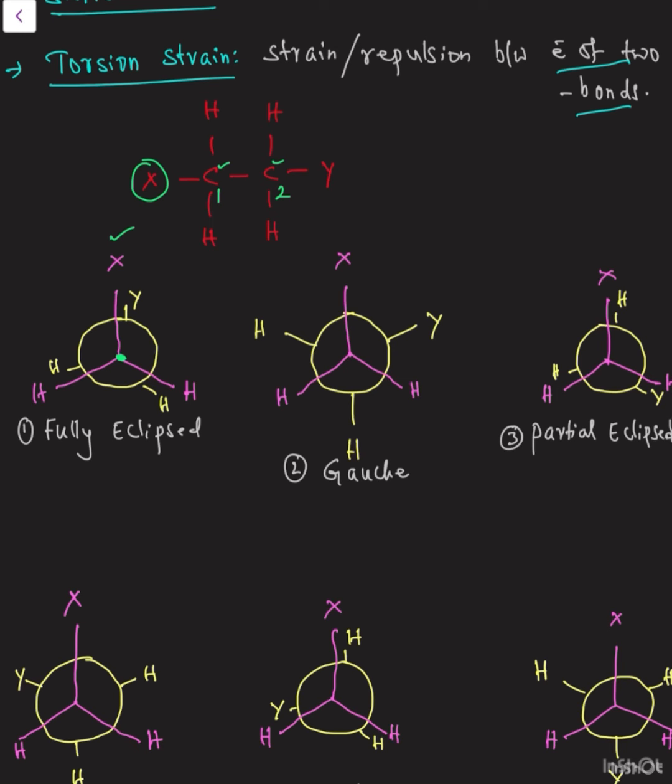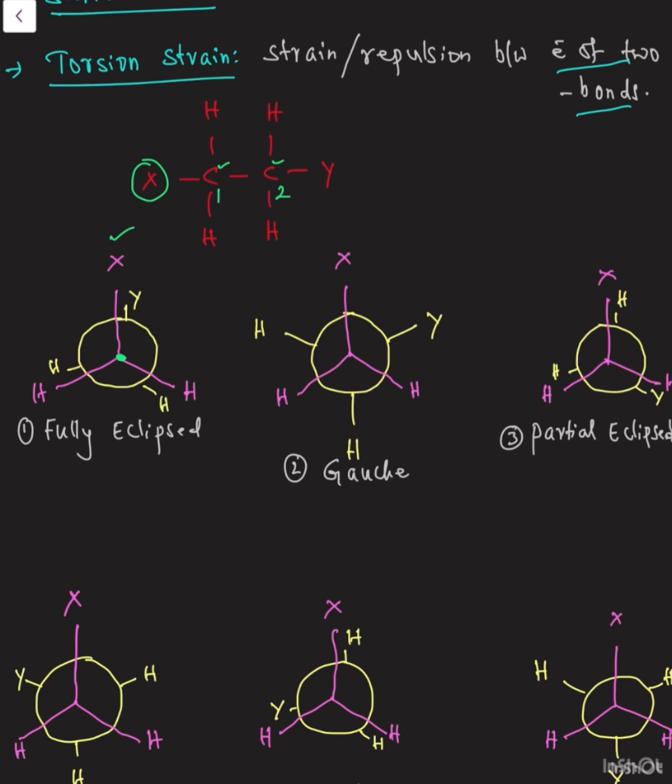Now if front and back are arranged like this, look at this, the first structure, in which X and Y both are present on the same plane, you can say. X is on the front side, and at the back of that Y is present, just assume like that, and the remaining hydrogens are the same, front and back. Such a type of arrangement is generally called the fully eclipsed arrangement.